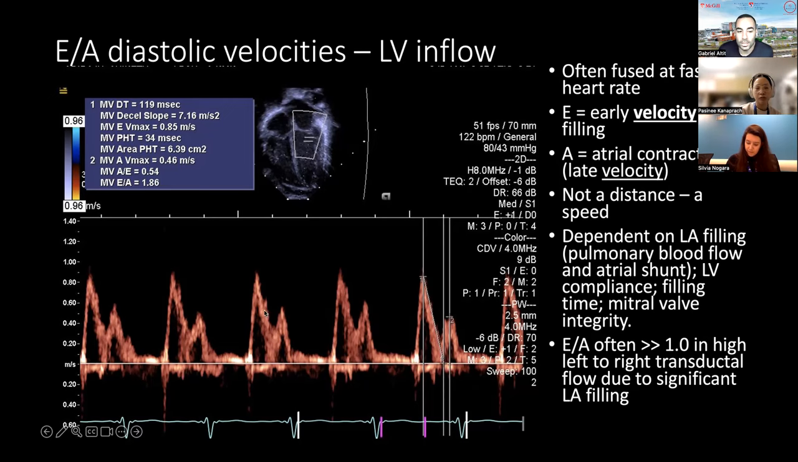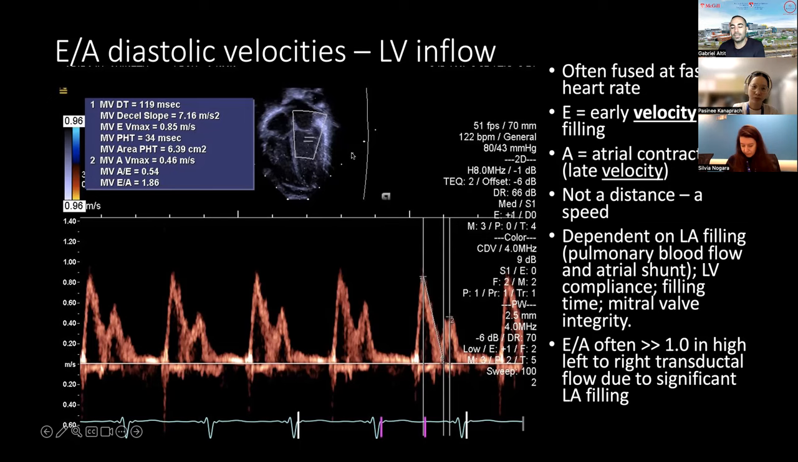The other thing is that often these waves are going to be fused at fast heart rate. So sometimes you're not able to see well the difference between your E and your A. And in adults, because they're often able to see very nicely the initial velocity phase to the next velocity phase, they're also able to calculate something called the E wave deceleration time or deceleration slope. So this is the time and this is the slope.